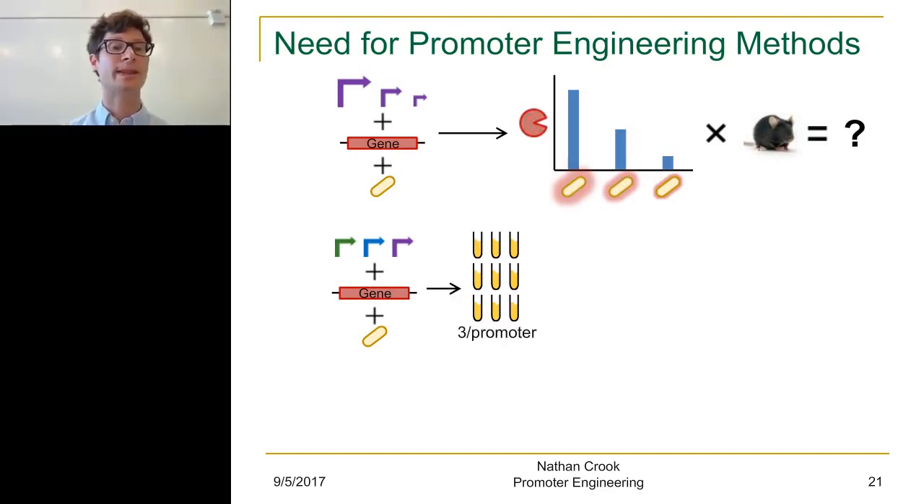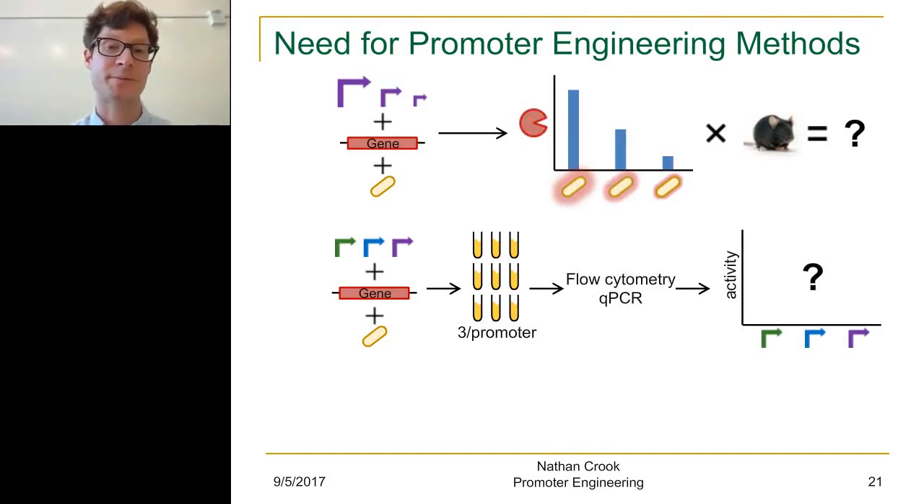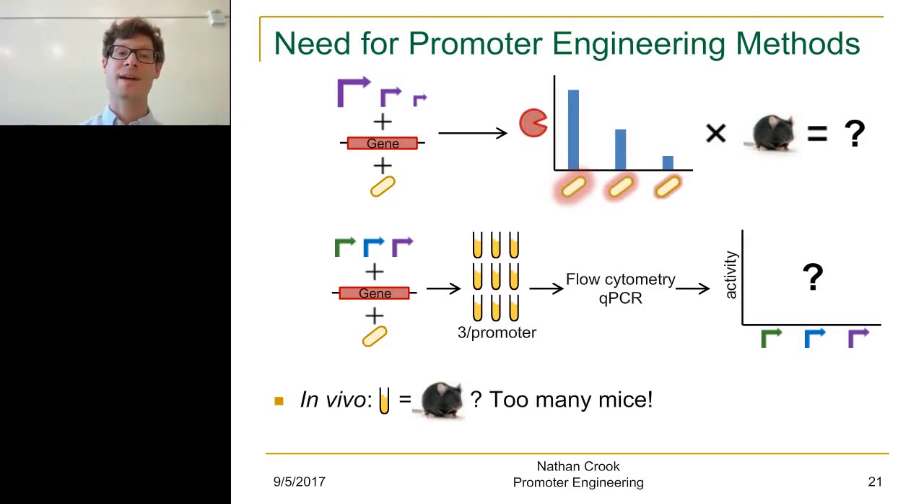The reason why is because normally what people will do is take these promoters and put them in vitro. So you take a test tube, you can take 3 test tubes per promoter, and you assay its activity via flow cytometry or qPCR to identify how strong each one of your candidate promoters really is. Unfortunately, this works very well in vitro, but not in vivo. In vivo, if you made the simple analogy of 1 test tube equals 1 mouse, that really gives you too many mice, because in normal cases you want to be testing tens to hundreds of promoters at a time, and you don't want to be using mice in that way. You want to use them in a smarter, more directed way.